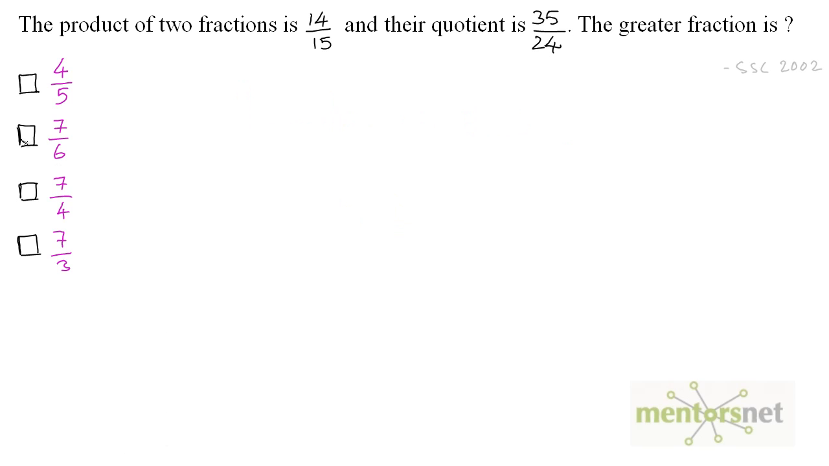Let's get started with the first question. The product of two fractions is 14 by 15 and their quotient is 35 by 24. What is the greater fraction?